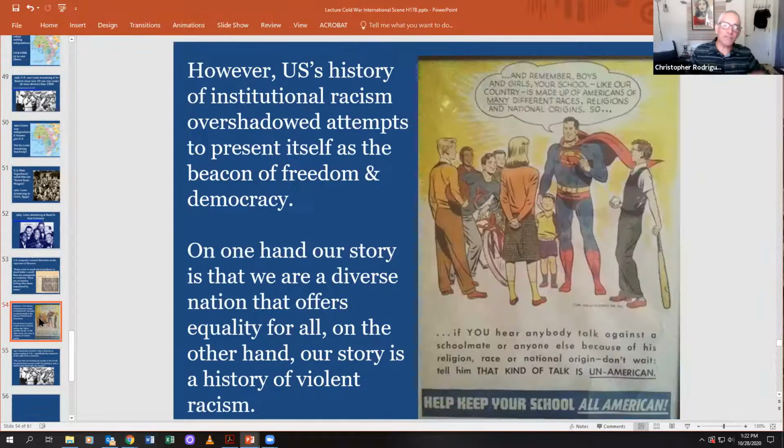And this speaks to the fact that, on one hand, the US has a history of institutional racism. We also present ourselves as the beacon of freedom and democracy. It's the great irony of the United States. On one hand, our story is that we are a diverse nation that offers equality for all. On the other hand, our story is a history of violent racism.